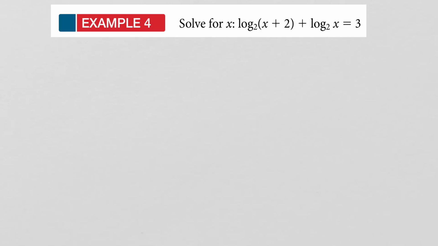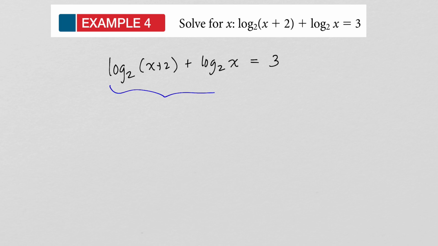And finally, properties of logarithms can also be used to help you solve equations involving logarithms. So in this equation, we have log base 2 of x plus 2 plus log base 2 of x is equal to 3. So what we can do here is we can combine these two logarithms together. This becomes log base 2 of x plus 2 multiplied by x. So I'm going to write x times x plus 2 equals 3.